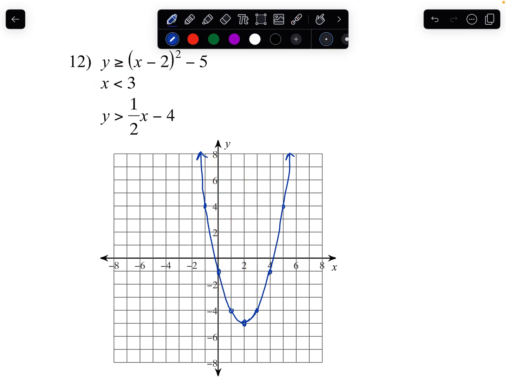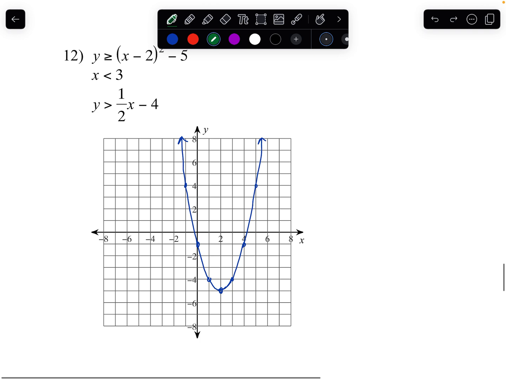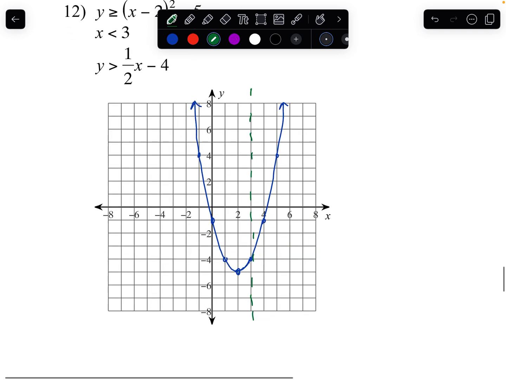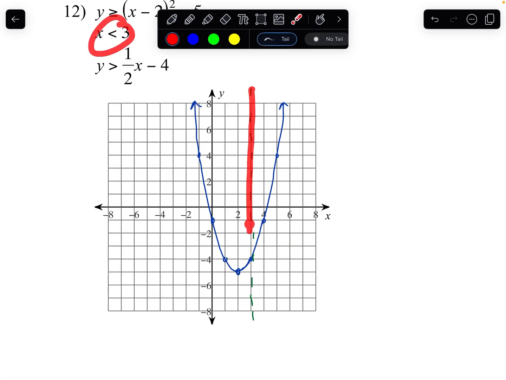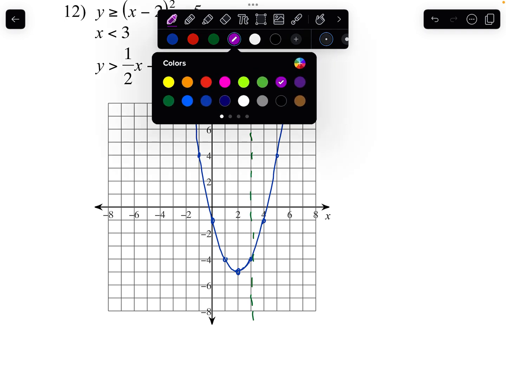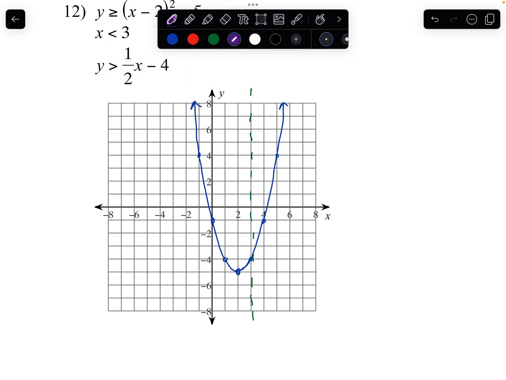Now I have this graph right here. So that's x is less than 3. So that's a dashed vertical line at x equals 3. Remember, if you're using inequalities with x, that's a vertical line, and it's less than 3, so we're shading to the left. So far, our shared region is right here. And then for our last function, we have a y-intercept at -4, and then we have a slope of 1 over 2.